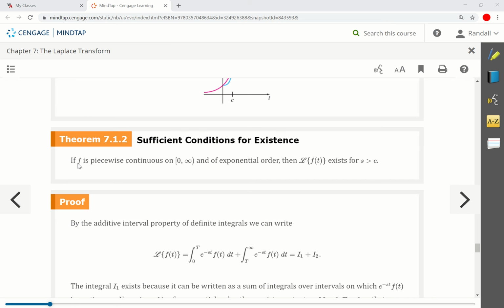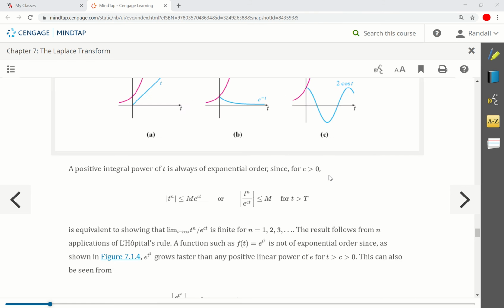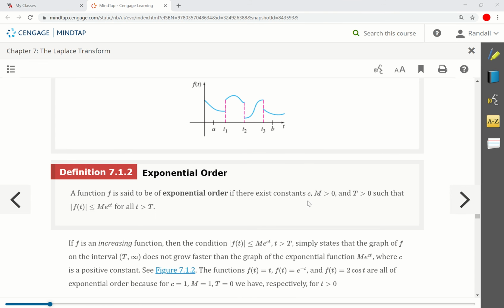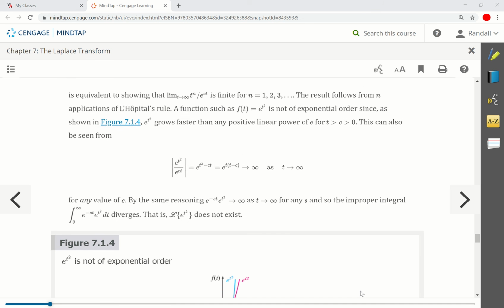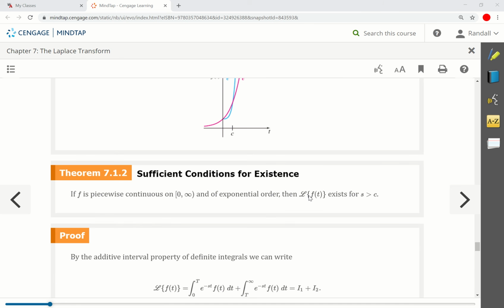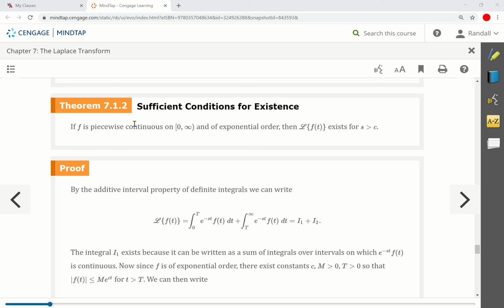And this brings us to theorem 7.12. So a sufficient condition for existence is, let's suppose we have a function that is piecewise continuous on 0 to infinity. If it's also of exponential order, then its Laplace transform will exist for s greater than c. And that c, remember, coming back up here in the definition of exponential order, is the part that's going with the exponent of the exponential, e to the ct. So when s is greater than c, then the Laplace transform of that function will exist. So this is good. This gives us a sufficient condition to check whether or not a function's Laplace transform exists.